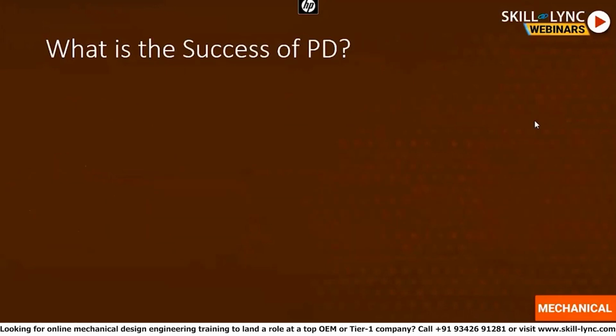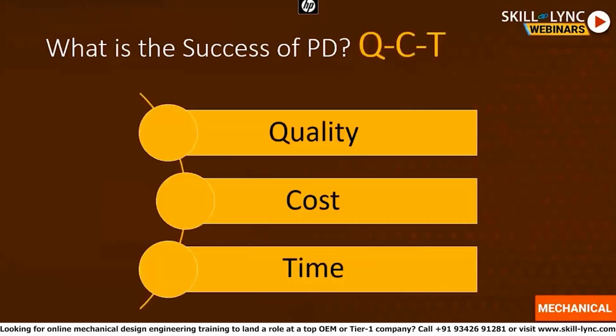Then, what really defines the success of the product development? In industrial terms, we say it in just three letters, that is Q, C, and T. QCT. This is a common industrial term used to define success of any product. You make a quality, you make the correct cost control, and you make the timely development.